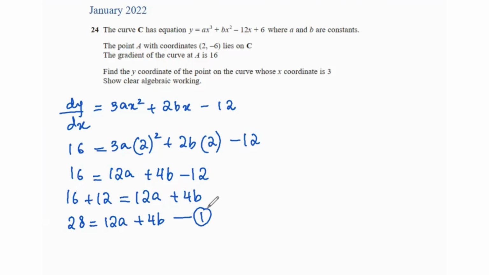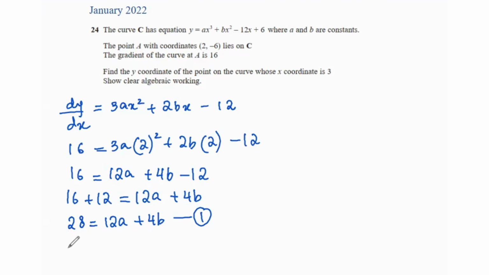By now, you must know that whenever in a question you have two variables in one equation, that means we have to create another equation with those exact same variables and solve them simultaneously to find the values. So if you look at the question again, the second statement says that point A with coordinates 2, negative 6 lies on C, which is the curve. So if we put 2, negative 6 in the equation of the curve, we will once again have an equation which will just be in terms of a and b.